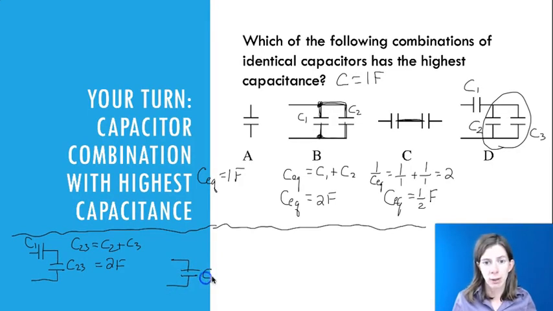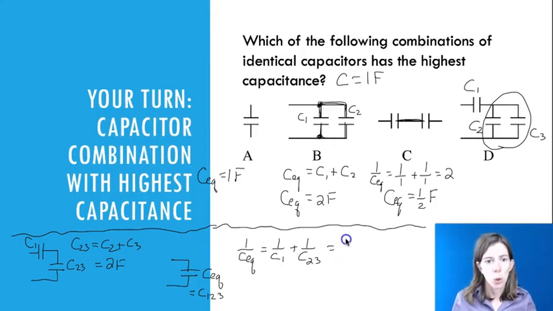So this is the final equivalent capacitance. You can call it C equivalent. You can call it C123, whatever you prefer to call it. And those 2 capacitors were in series. So to find this C equivalent, we're going to use the 1 over equation. And the capacitors are C1, so 1 over C1, and C23, so 1 over C23. That's how you use the equation. You just plug in whichever capacitors are in series.